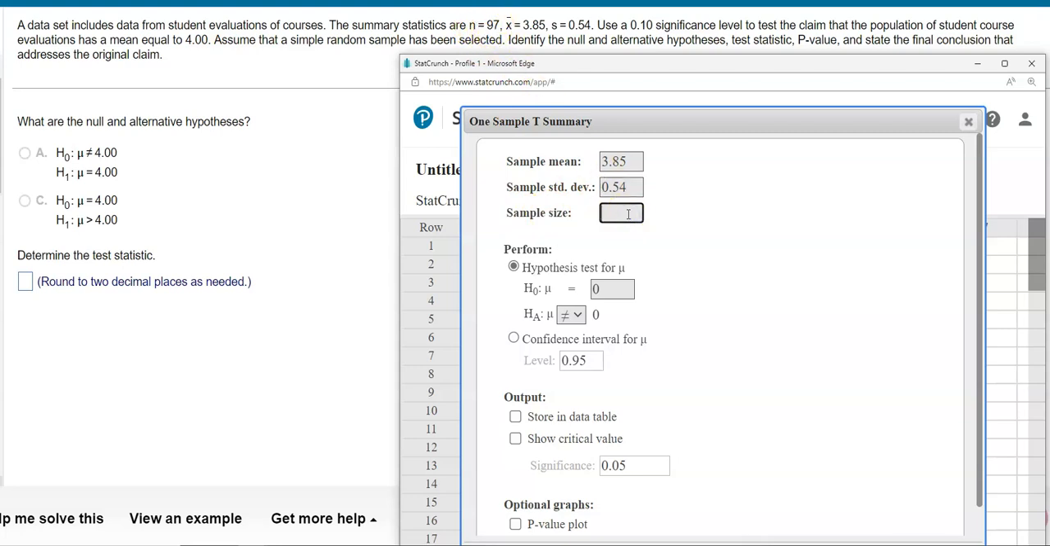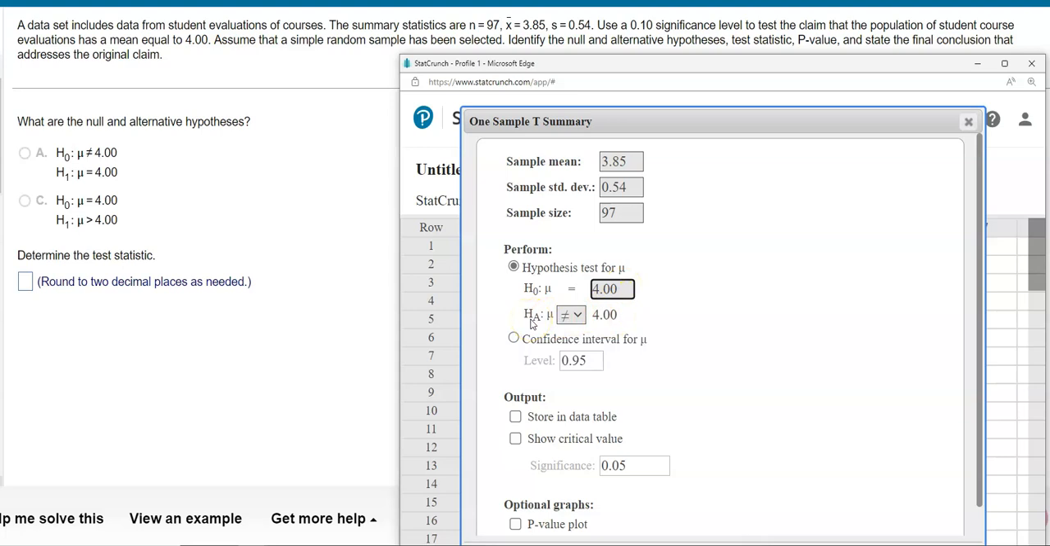So we're going to go ahead and put in 97 right here. We're going to leave this box checked for hypothesis test because we were trying to do a hypothesis test, and recall that the value here that we were saying the mean was equal to was 4.00. So we're going to change this to 4.00. Notice that when you changed it here in this box, it automatically updated here.